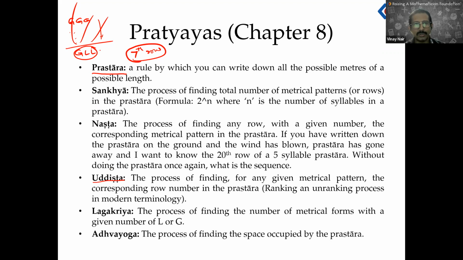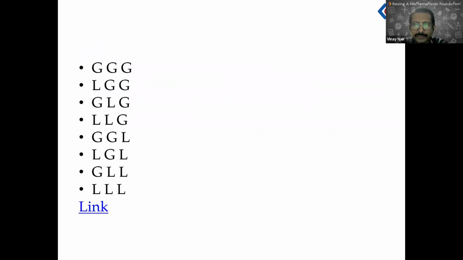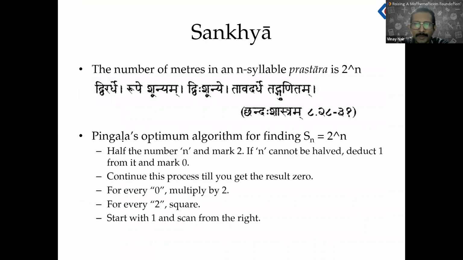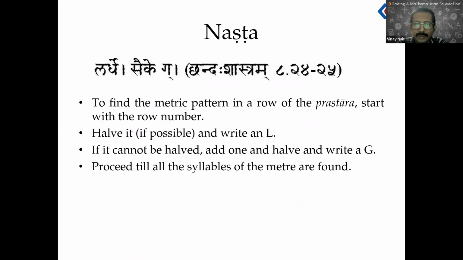Uddishta is, everything is lost, and then you have a particular arrangement and you want to find out in which pattern, which row number, it will come. That is Nashta and Uddishta. So we'll see Nashta and Uddishta in this. So we have Sankhya and Nashta.